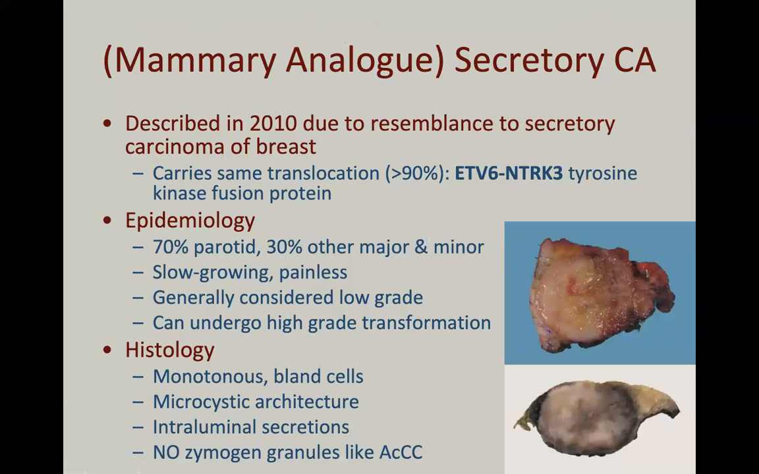There are a few tumors in salivary gland that resemble breast cancer of various types and various morphologies. So I'm kind of grouping those here. You know, breast glands and salivary glands are similar structurally, similar morphologically, and sometimes even their tumors overlap. So this was one of the first that was described in resemblance to secretory carcinoma of the breast. And in fact, it is histologically and genetically identical. They both have this ETV6 NTRK3 gene rearrangement.